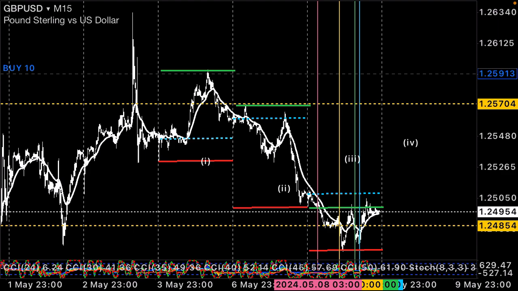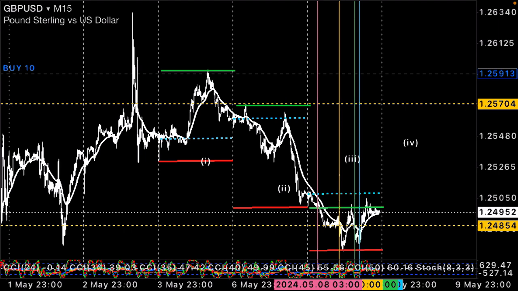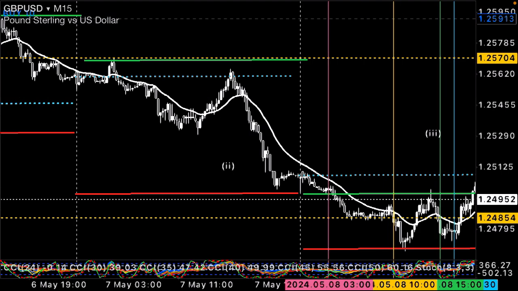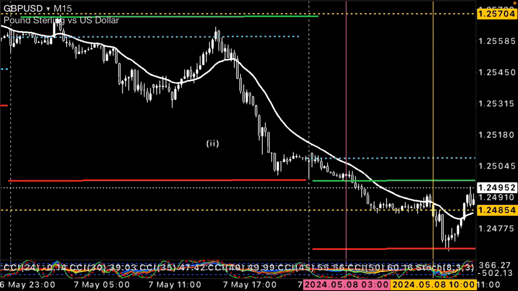And then we have the lower low on day 2, which is the setup for the down move. We can zero in on that lower low here.